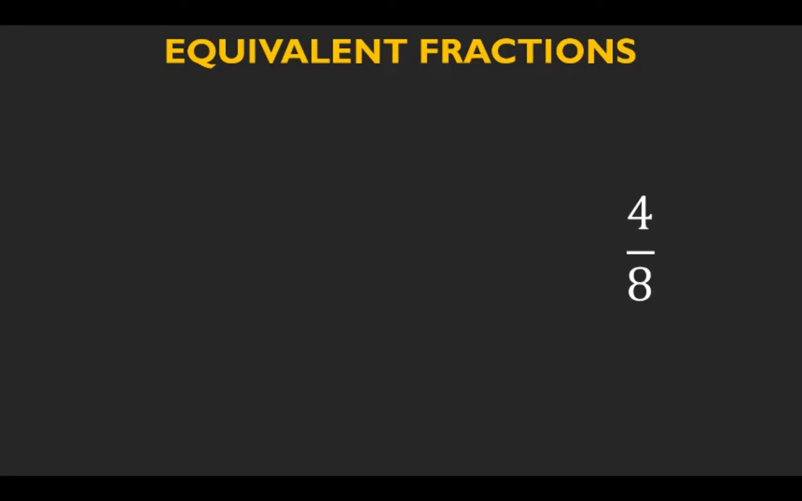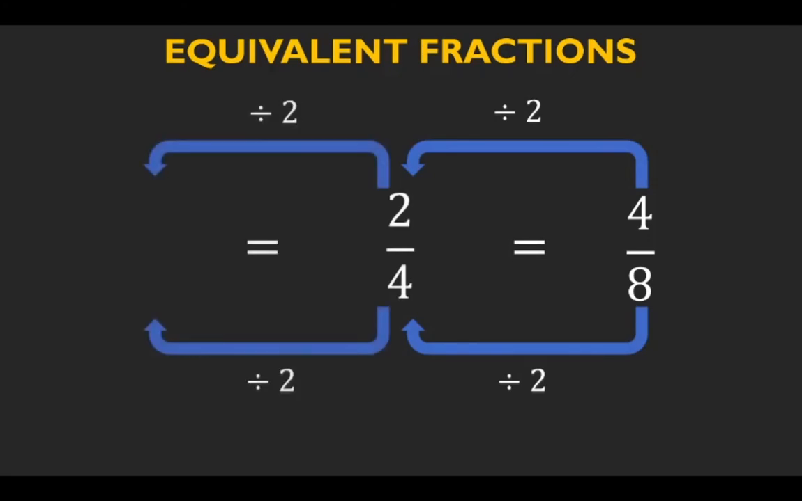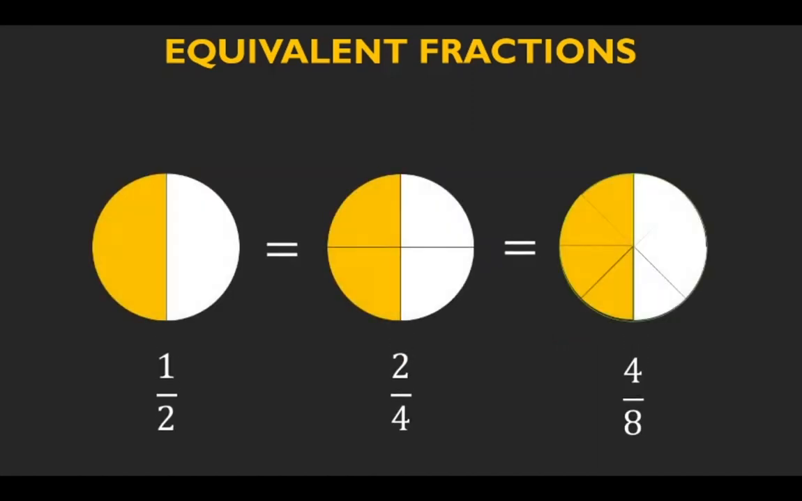How about if we divide the fraction? Let us start with 4/8 and divide its numerator and denominator by the same number. We get an equivalent fraction. Do it again, and we get another equivalent fraction. Again, by multiplying or dividing both the numerator and denominator of a fraction by the same number, we get equivalent fractions. Visually, it will look like this.